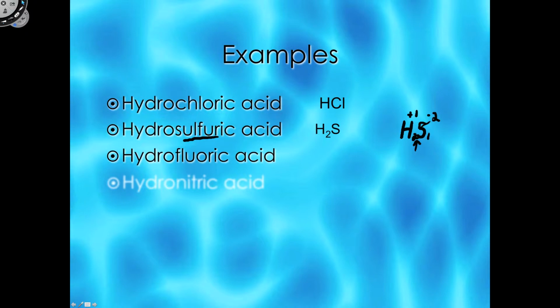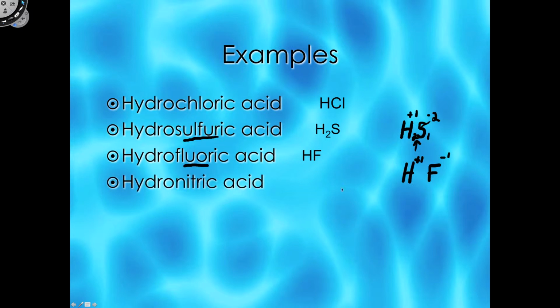Hydrofluoric. Let's try this one. Again, how do I know that it's a binary acid? It starts with hydro. I know it's an acid, so it starts with H. I know H is +1. And fluorine is the root word here, so what's the symbol for fluorine? F. Halogens have -1 charge. Do they add up to 0? They do. And if they add up to 0, we don't crisscross the numbers, and we rewrite HF.